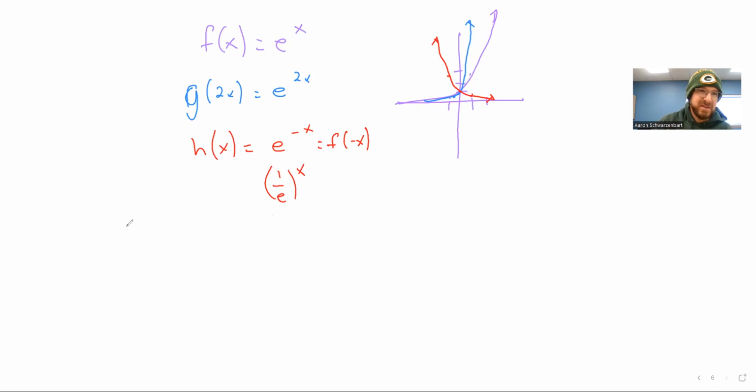Finally, k of x equals 3 e to the x. Again, stretching it out, multiplying by 3. Somewhere up here is 3 times as much. This is stretching it vertically.